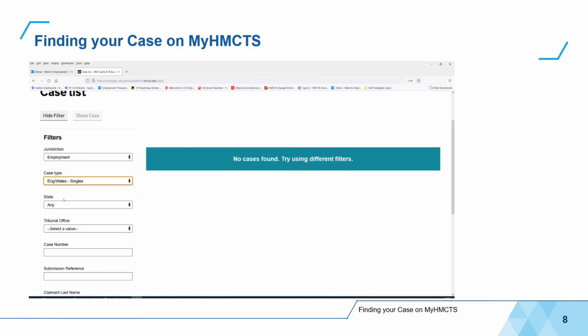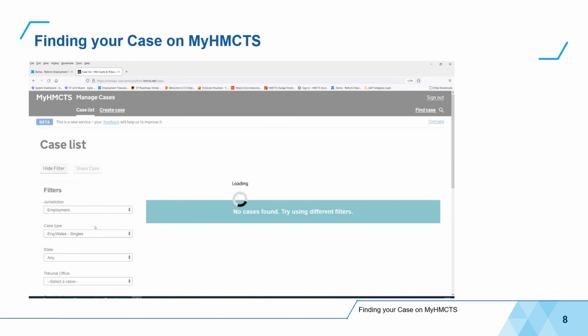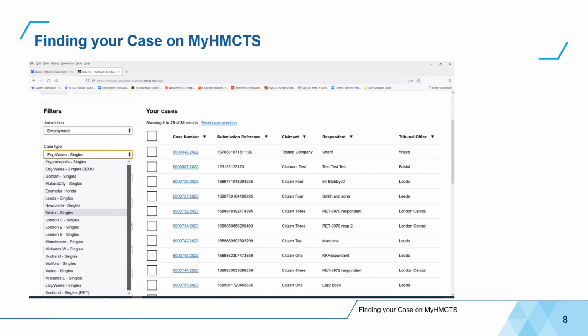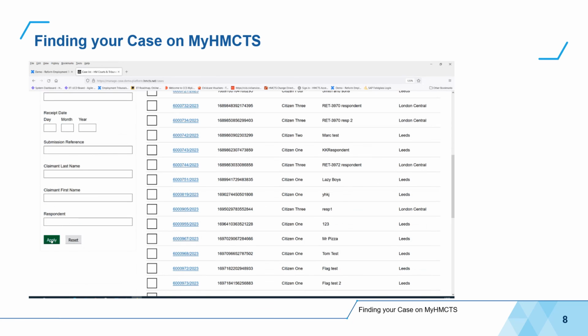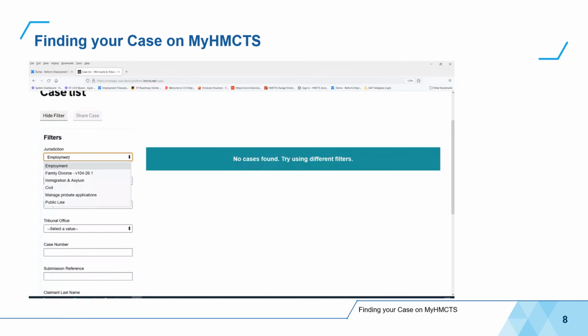You can see on the left-hand side, there's several filtered options as well. You can search via the case number or submission reference number, claimant's last name and first name. Once you click on apply, it will bring up all the cases that you have submitted a notice of change on, and you'd see the details. And this is the same for Scotland. So once you find your case, you can click on the blue link and that will take you to the relevant case.